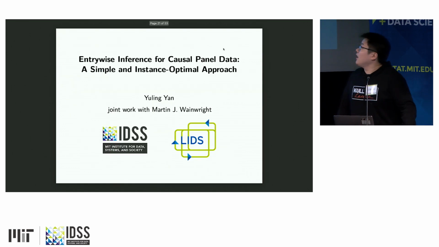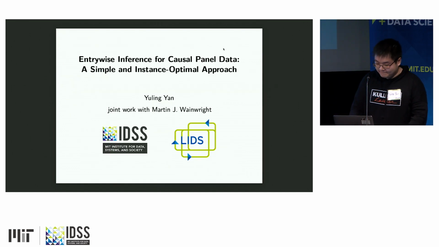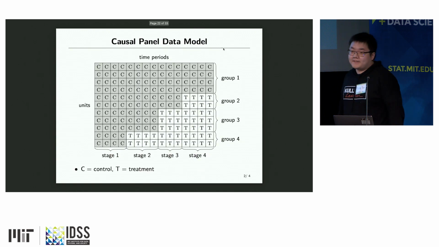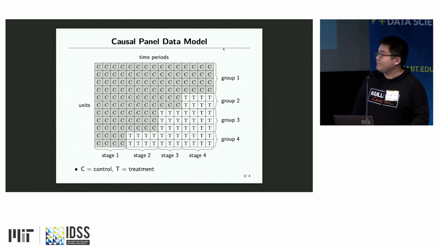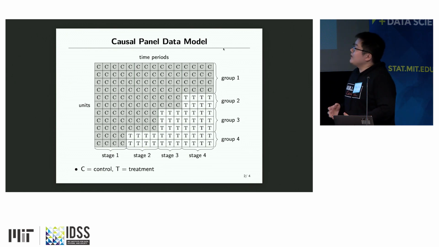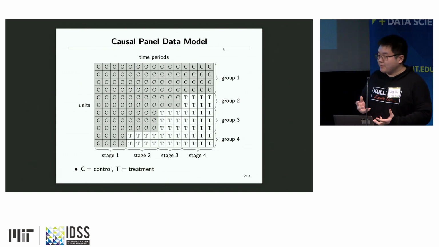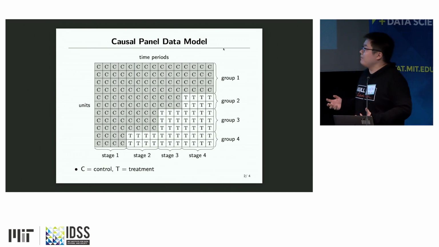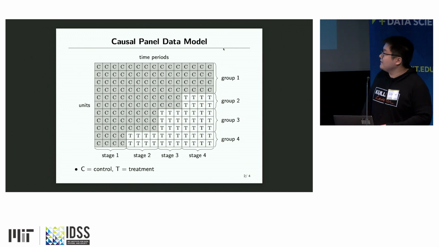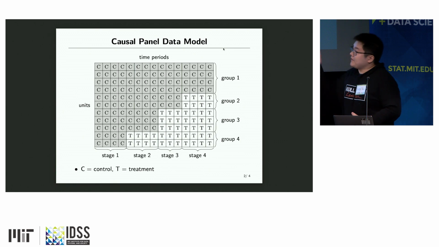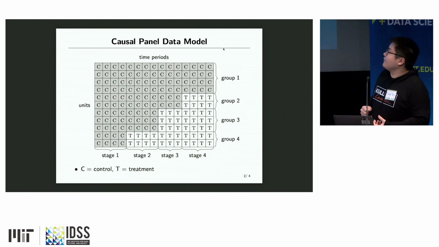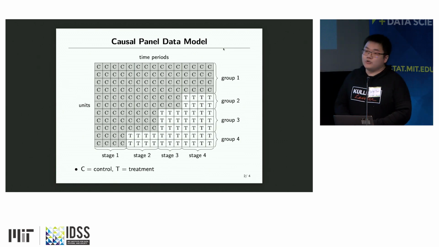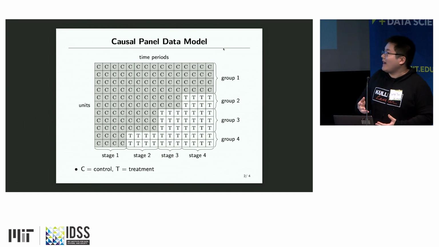Hello, everyone. Today I'm going to talk about causal inference with panel data. Consider a matrix where each row corresponds to a unit, each column corresponds to a time, and each entry corresponds to a certain outcome. Suppose that each unit may begin an irreversible treatment at possibly different times, which is known as the staggered adoption design. After the treatment, we cannot observe the counterfactual outcome, which are the entries labeled as T in this matrix.